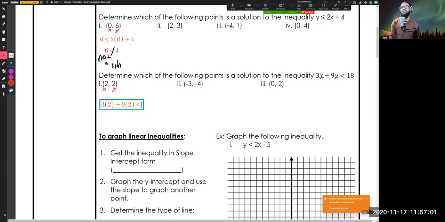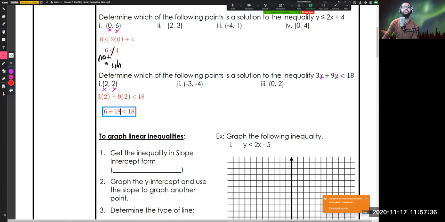is less than 18. And so what we'll do is we'll just go right through and calculate this. If you have your Desmos up, you can go ahead and type this right in. I think I'm good without Desmos, so I'm just going to do it in my head. 3 times 2 is 6. And I'll type out each of these things. 6 plus 9 times 2 is 18. Is 6 plus 18 less than 18?